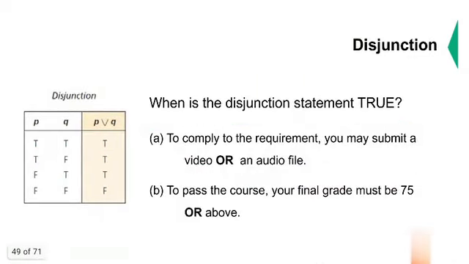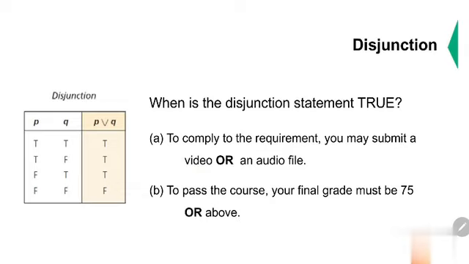Different kapag disjunction, kasi gumagamit ka ng or, di ba? Ibig sabihin, one way or the other. If one of them is true, that makes the whole statement true. To comply to the requirement, you may submit a video or an audio file. Ibig sabihin, pag nagsubmit ka ng video, complied ka. Nag-comply ka. Pag nagsubmit ka ng audio, nag-comply ka din.